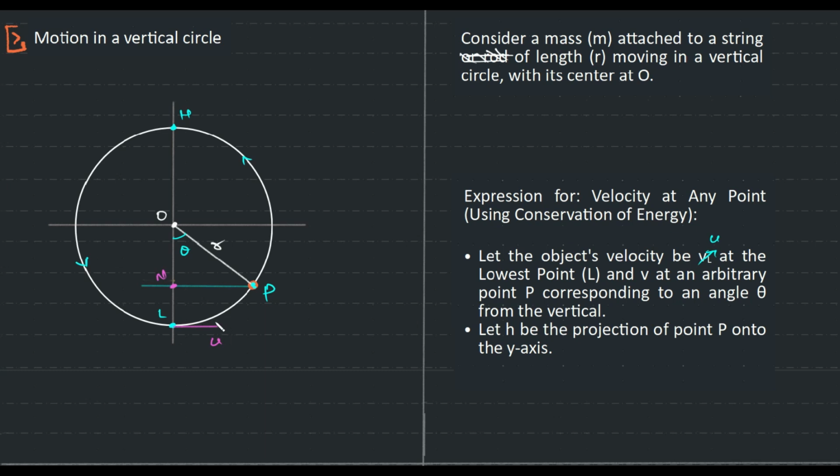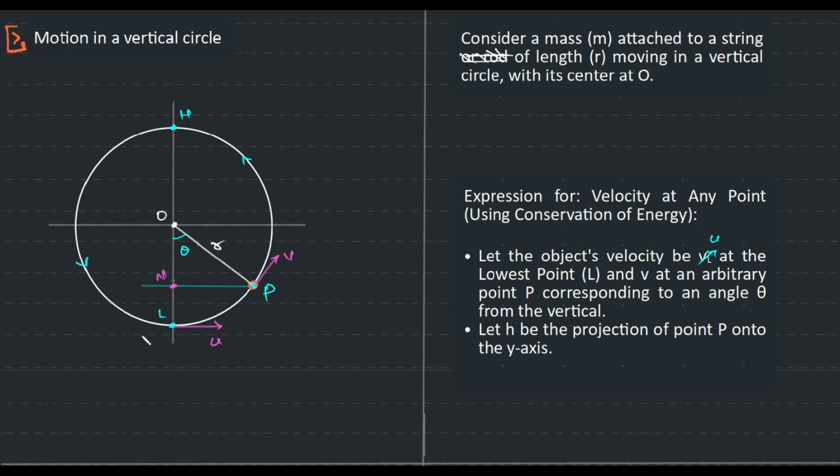Let me actually reduce it. Then let v be the velocity at an arbitrary point P corresponding to an angle theta from the vertical. So this is a vertical line and this is theta, and the velocity over here is v. Let h be the projection of point P onto the y-axis. So this length is h.